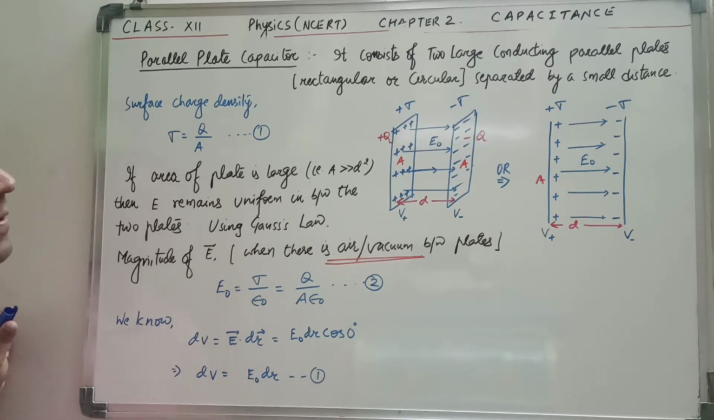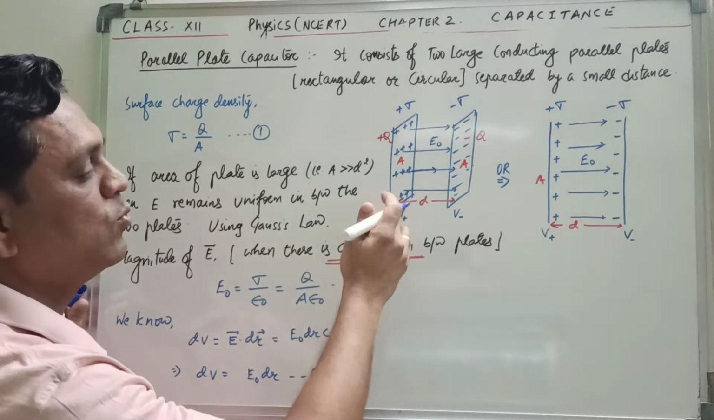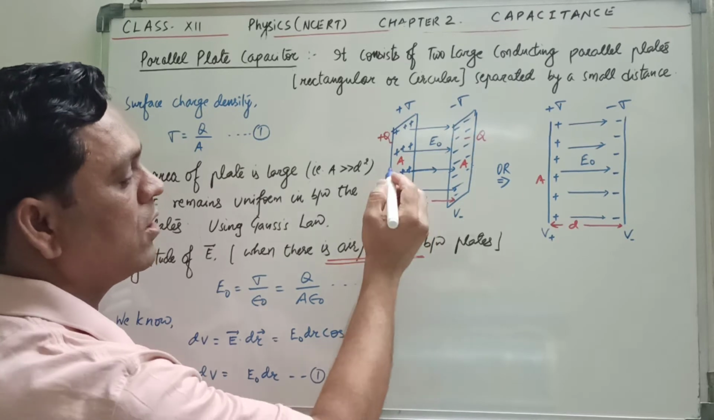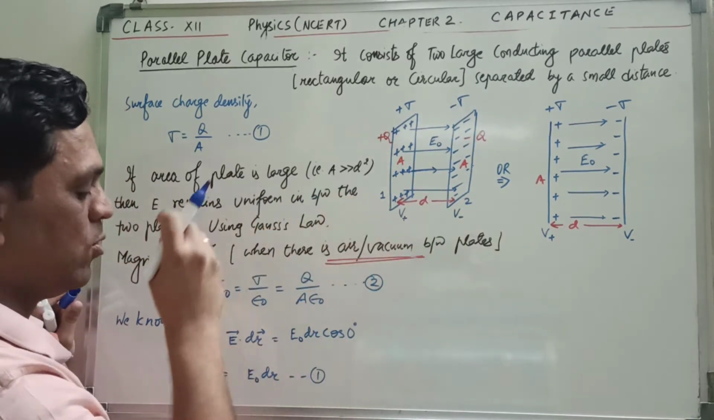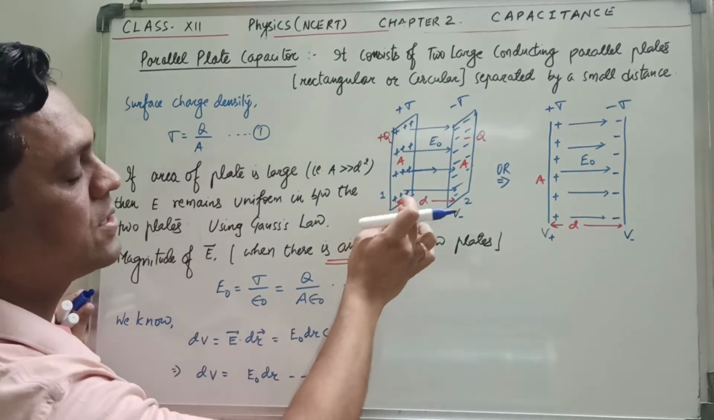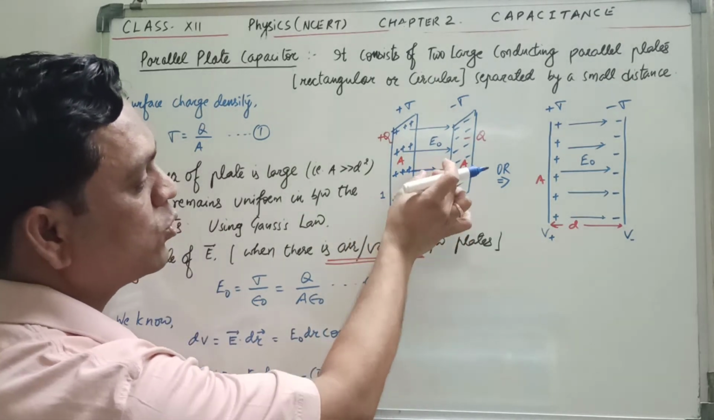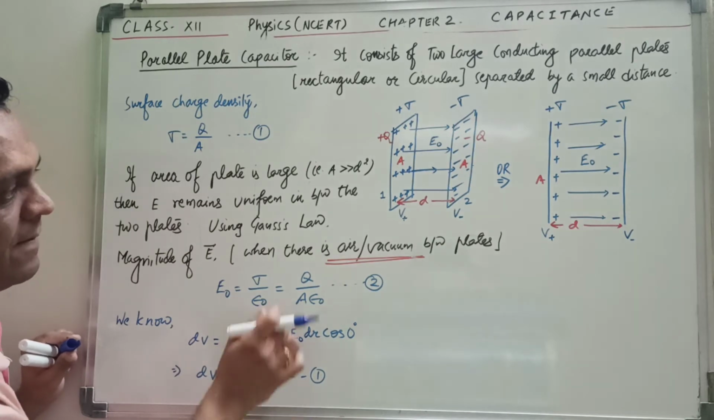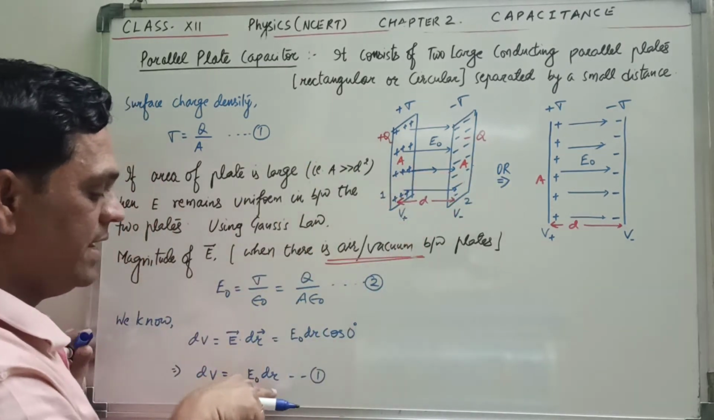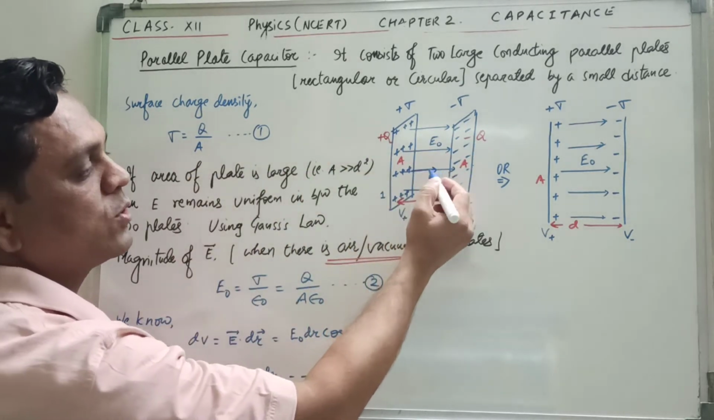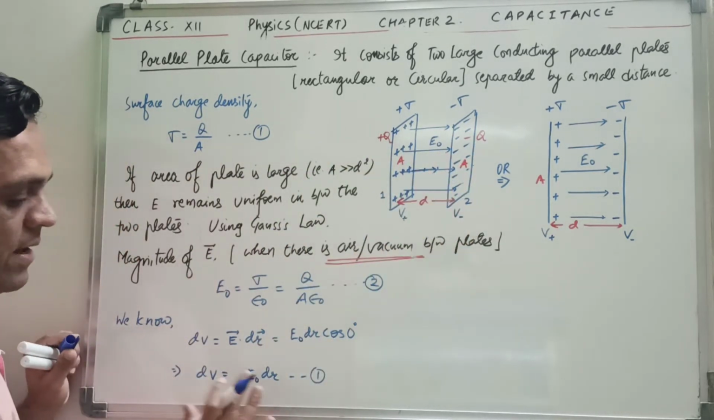So if a charged particle is moved from this plate, let me call this plate number 1 and this plate number 2, so if a small charge or unit positive charge is moved from 1 to 2 through a small displacement dr here, then since the direction is from 1 to 2, the electric field direction and dr are also from 1 to 2, so the angle between the electric field and dr will be 0.